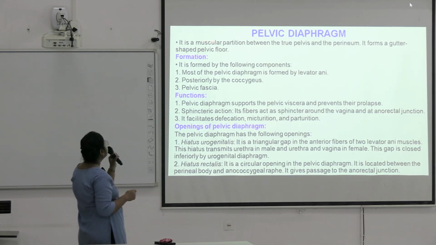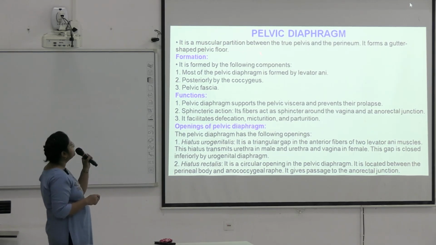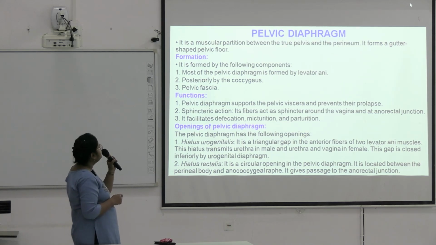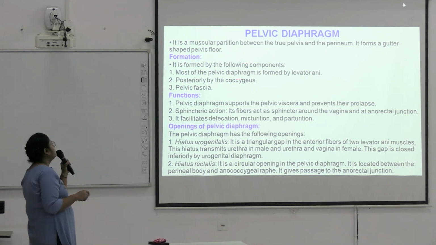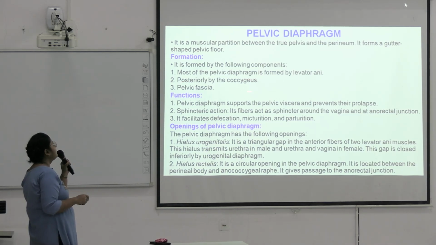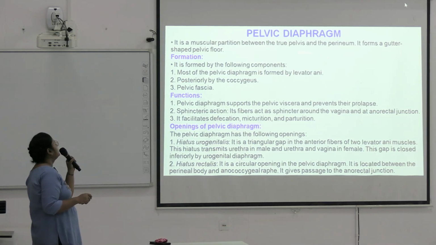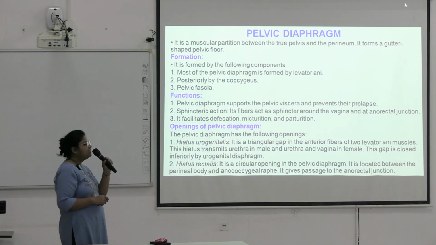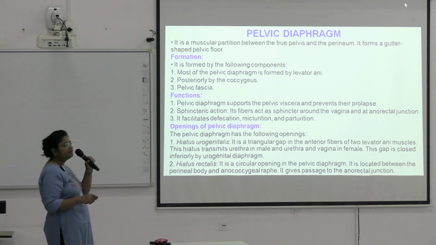So pelvic diaphragm is a muscular partition between the true pelvis and the perineum. It forms a gutter-shaped pelvic floor. Its formation: it is formed by the following components. Most of the pelvic diaphragm is formed by levator ani, posteriorly by the coccygeus and pelvic fascia. So these structures are called pelvic diaphragm.